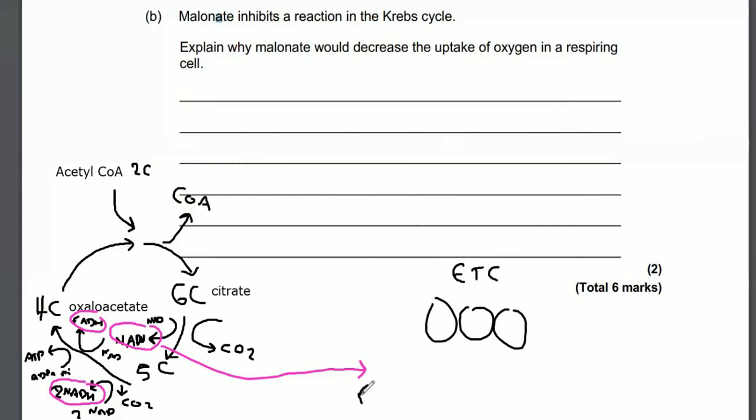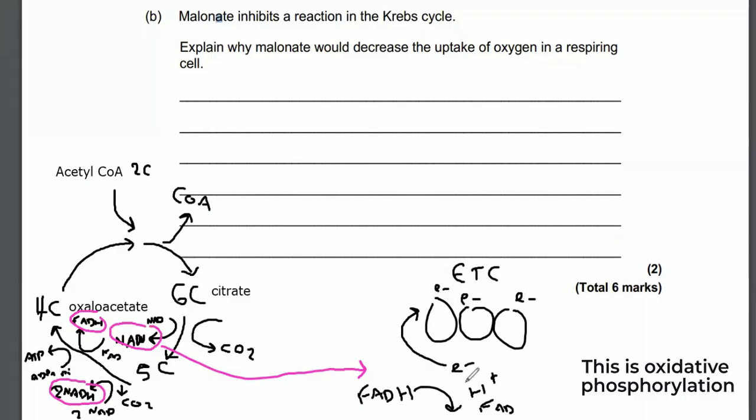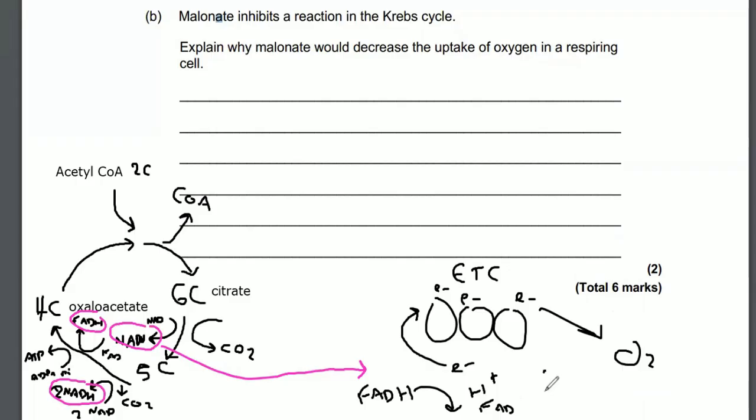Well, it's the breakdown of, say, NADH or FADH that releases hydrogen ions and electrons, right? And those electrons supply the electron transport chain. Without these electrons, there is no electron transport chain. And if you have no electron transport chain, you have no need for oxygen as the final electron acceptor. And the oxygen joins with the hydrogen ions to become water, which is a waste product of respiration.